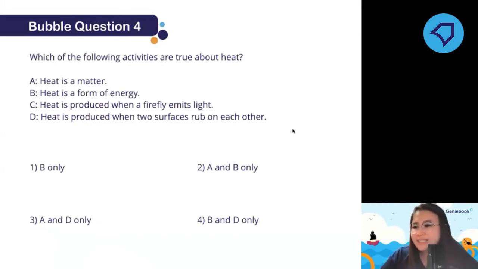Which of the following activities? A, heat is matter. Who chose options with A? Heat is not a kind of matter. Heat is a kind of, complete the sentence. Heat is a kind of or form of energy. Good.